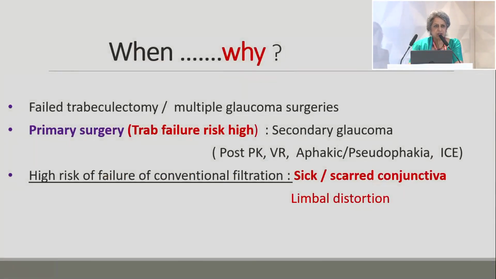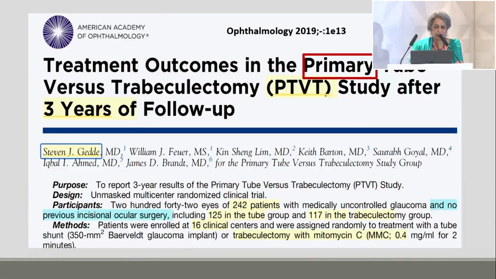So keeping all these studies in the background, the indications are failed trabeculectomy, multiple glaucoma surgeries, and in primary surgeries only when the trab failure risk is high, like secondary glaucomas, or there's a high risk of failure of conventional surgery where you have the sick or the scarred conjunctiva.